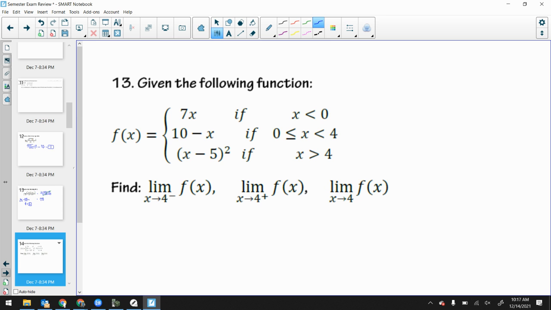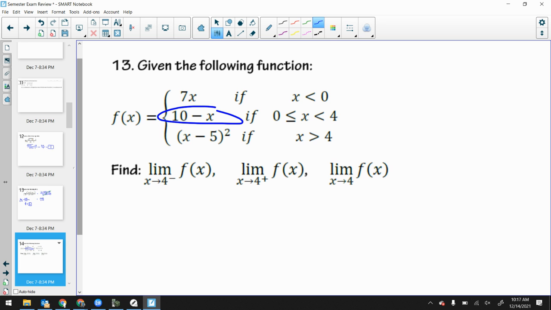What is directly underneath 4? 10 minus x, right? Any number that's leading up to 4 from the low end, from the left side, like 3.9. If I plug in 3.9, I go into 10 minus x. So the limit as x approaches 4 from the left side is 10 minus 4, so 6. So this is equivalent to 6.